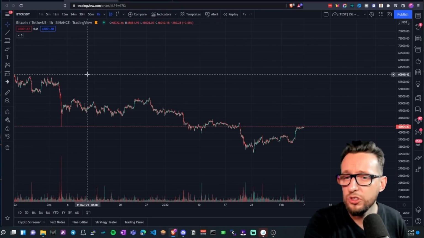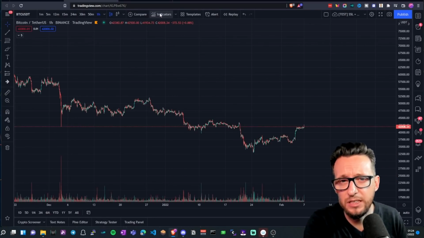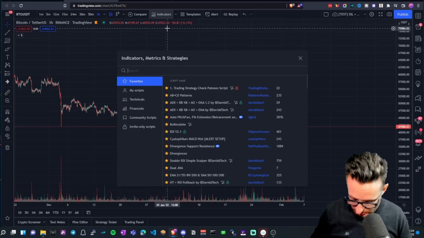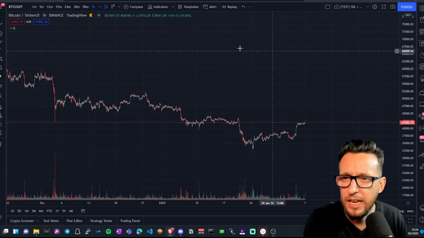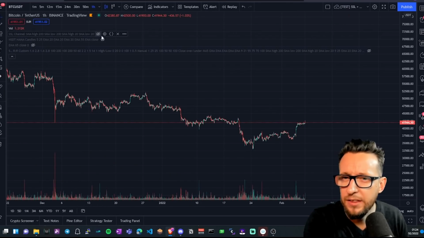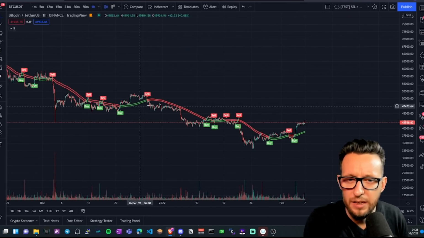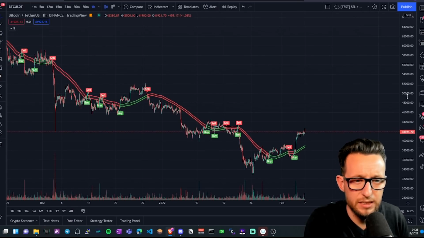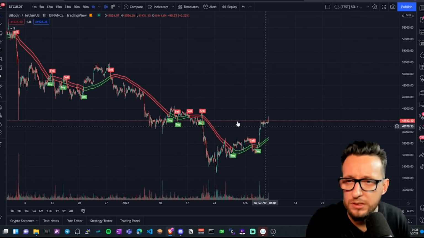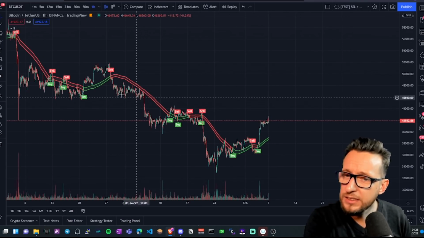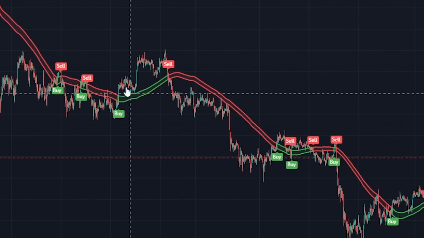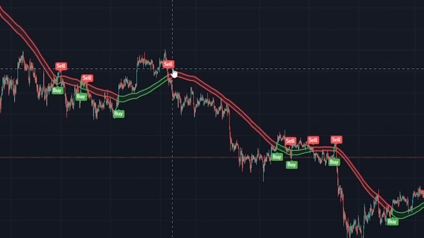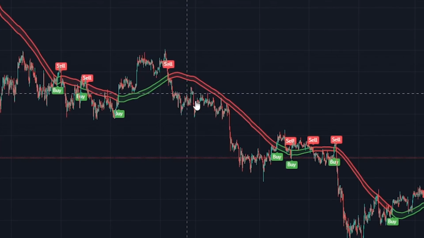Okay, here we are on TradingView, and today we're going to be adding a couple of indicators, including the SSL channel. First I'm going to add the SSL channel, and we're looking for this one here by Miss Tricky. Now I've actually added it already, so I just have to click the SSL channel here. I haven't made any changes whatsoever to this indicator because we're going to be using it as default. So this one is going to be giving us our trend direction. When we're above the channel and it's green, we're going to be looking for longs, and when we're in the red and below the channel, we're looking for shorts.